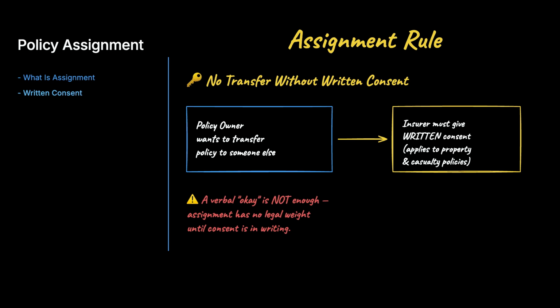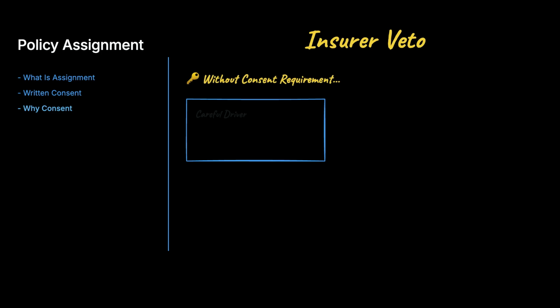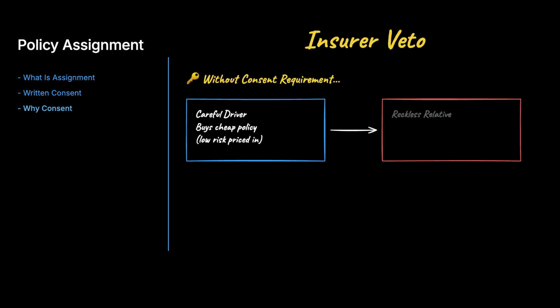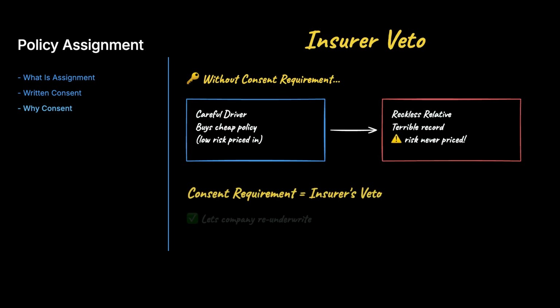A verbal nod is not enough. The insurer must agree in writing before an assignment carries legal weight. Why does the insurer get this veto? Imagine assignments were free. A careful, low-risk driver could buy a cheap policy, then quietly assign it to a reckless relative with a terrible record. The insurer would suddenly cover a risk it never priced. The consent requirement lets the company re-underwrite before taking on someone new.